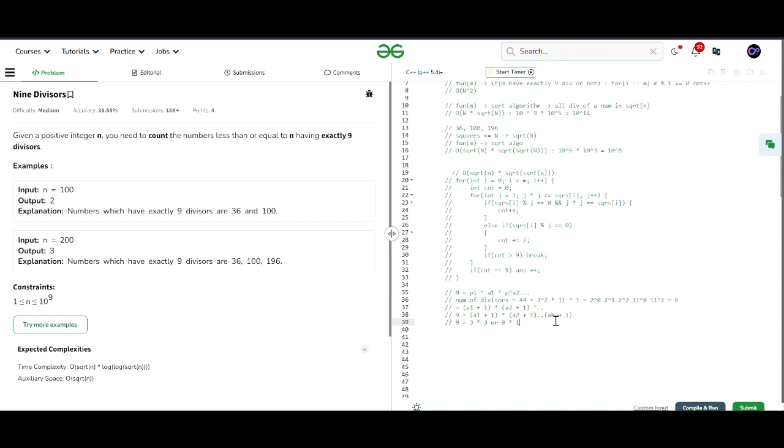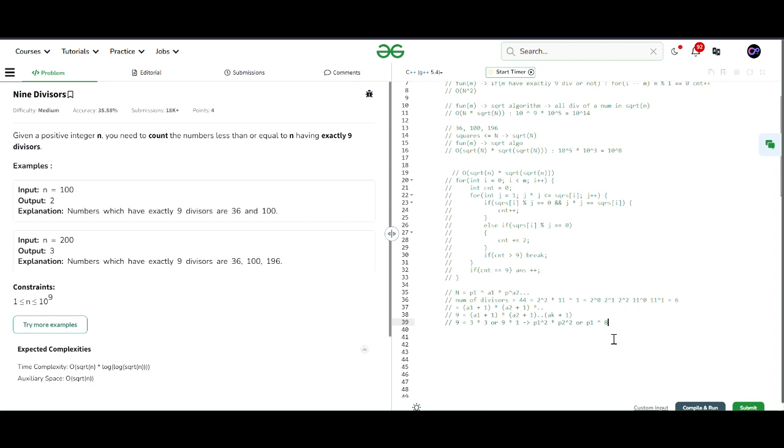And if you observe, 3 into 3 will lead to the powers as p1 to the power 2 multiplied with p2 to the power 2. So there should be two prime numbers whose squares' multiplication would create that number. And for 9 it would be like, if we have p1 to the power 8, 8 plus 1 will lead to 9.